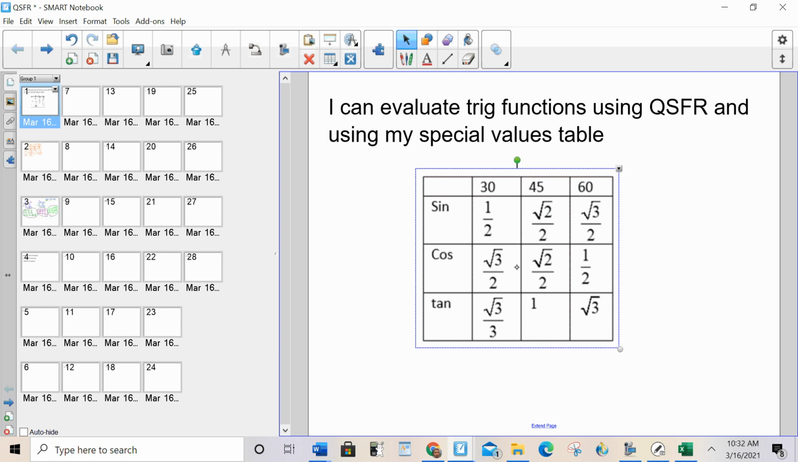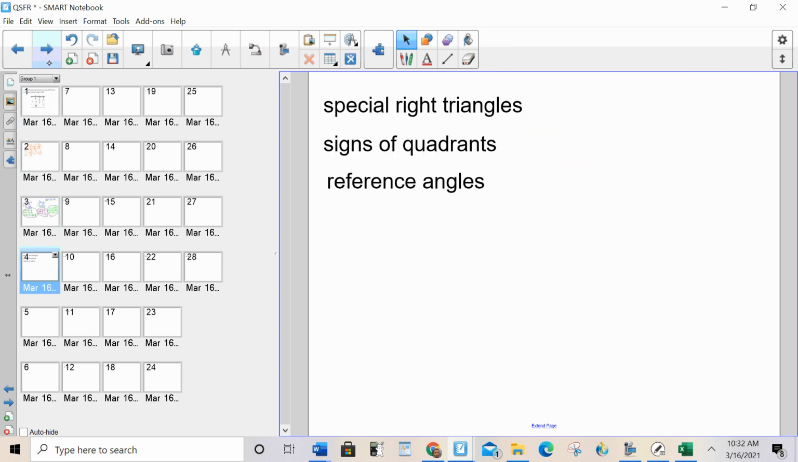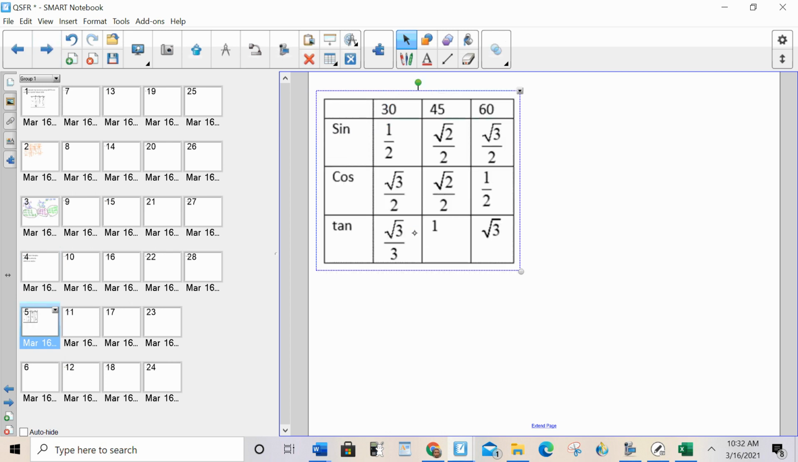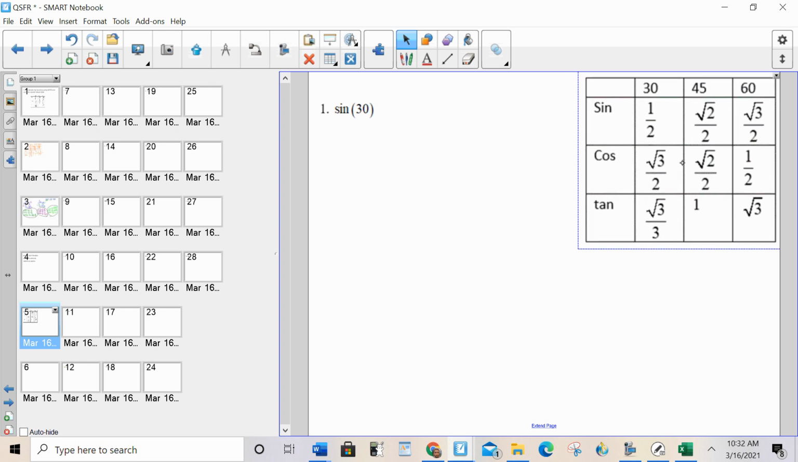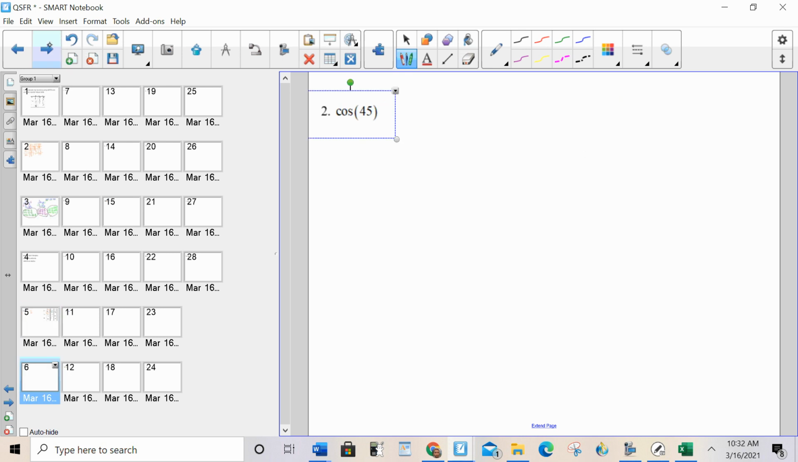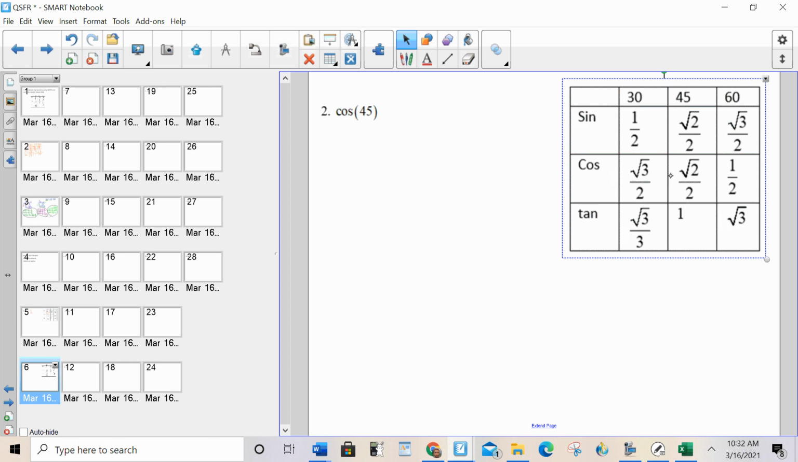It's asking for sine of 30. So this one's pretty basic. We're not going to get into the whole QSFR procedure yet. Let's just start by using the table. If it wants sine of 30, well, sine of 30 is 1/2. And that's it. It wants cosine of 45, so go to your table, match it up.